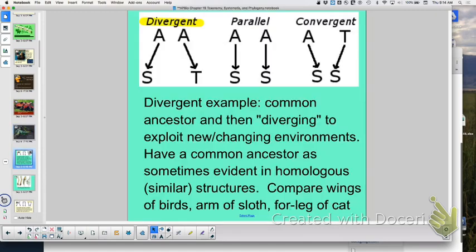Okay, so let's talk about divergence. Okay, so when you see that they both have A, that means they have the same what? Ancestor, right? Okay, so I'm going to let you explain these back and forth to each other. Oldest, you go first. Go ahead.